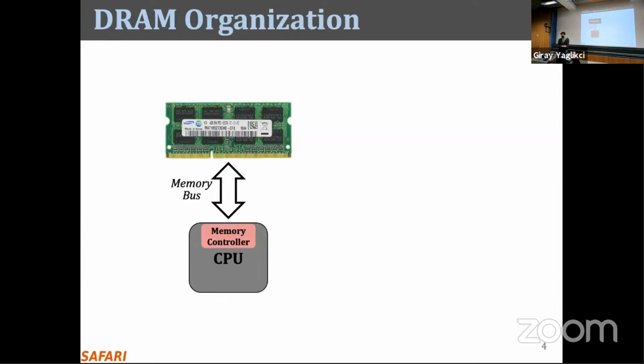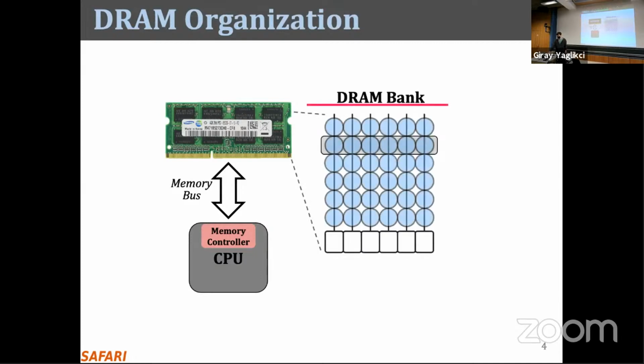Here, I show a typical system with a CPU and a DRAM module that has several DRAM chips. Inside each DRAM chip, there are multiple banks, which contain main DRAM cells organized as a 2-dimensional array. A DRAM cell stores a single bit of information as electrical charge. And in a bank, the cells are vertically connected to sense amplifiers, which can read the data from the cells and update it if needed. And cells are horizontally organized as DRAM rows.